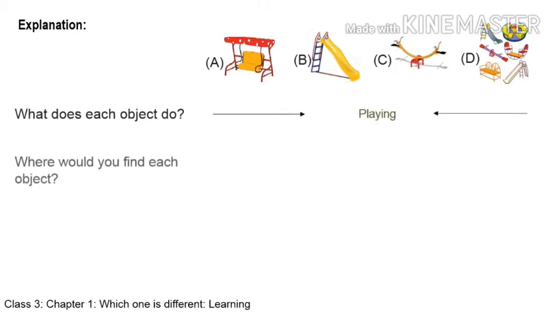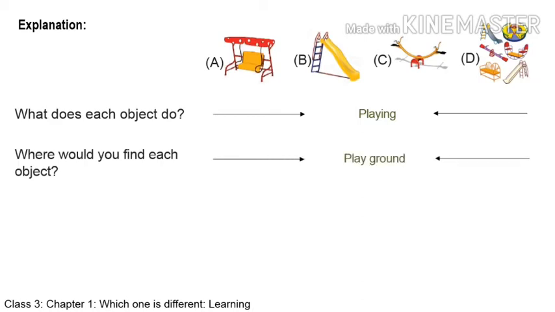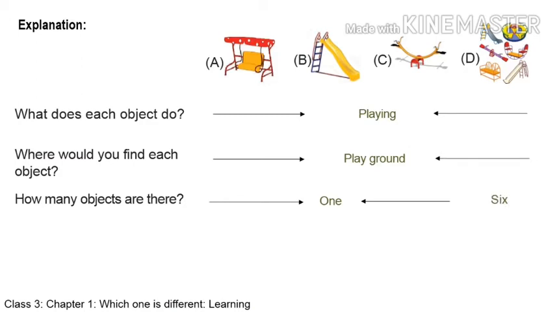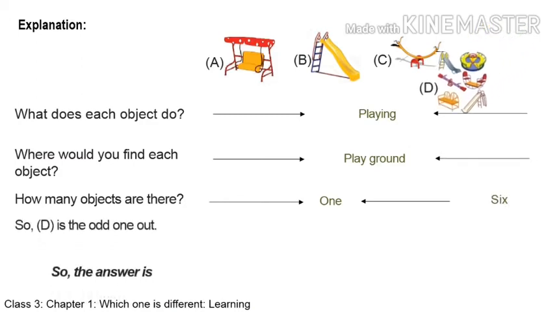Where do you find each object? All of these objects are found at the playground. How many objects are there in each option? As we can see, options A, B and C have only one object in the option. Only option D has 6 objects. Hence, the odd one out is option D.